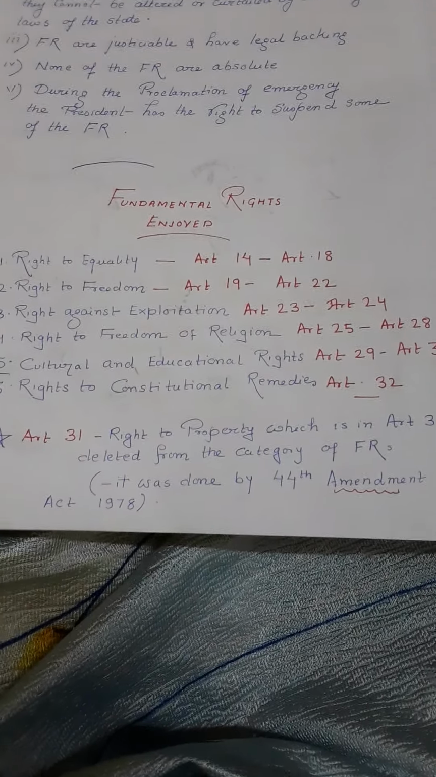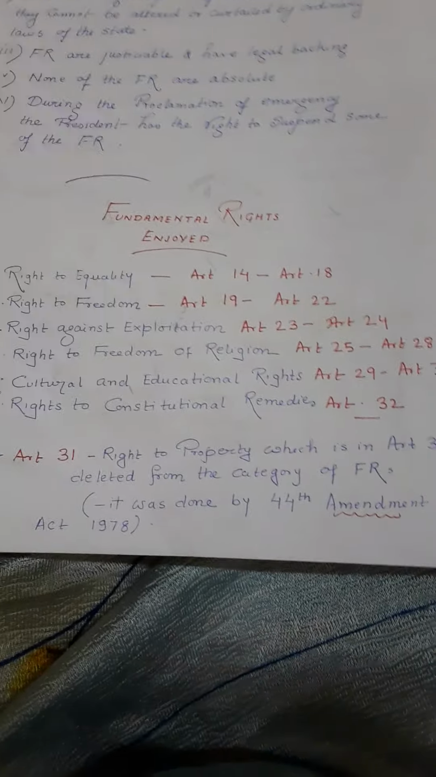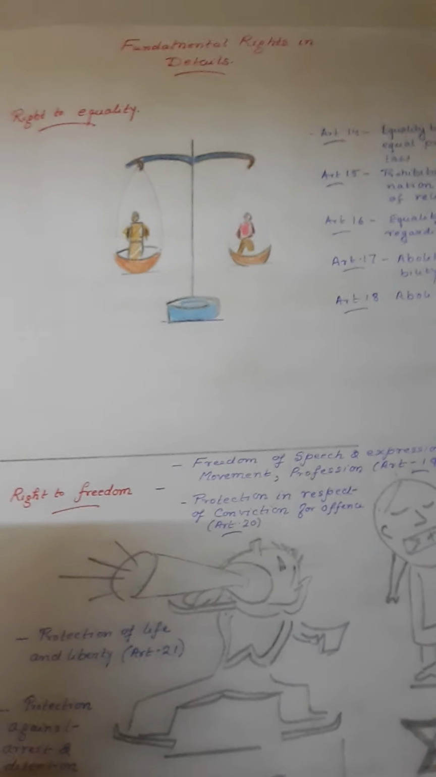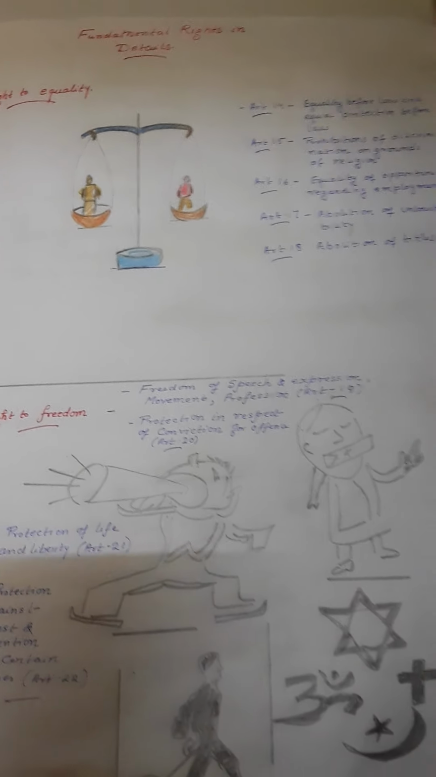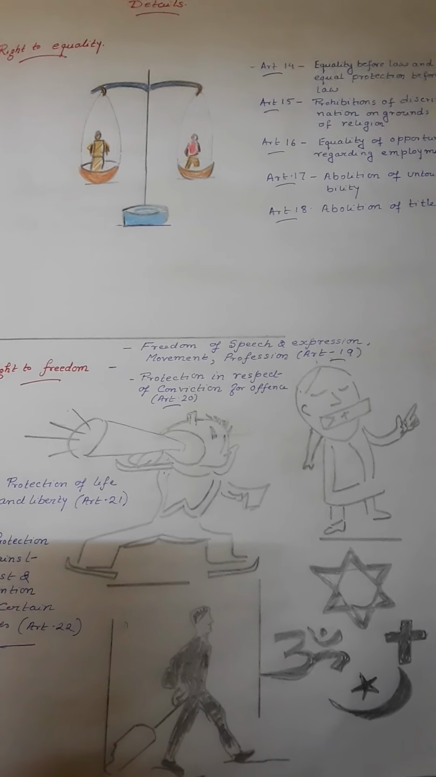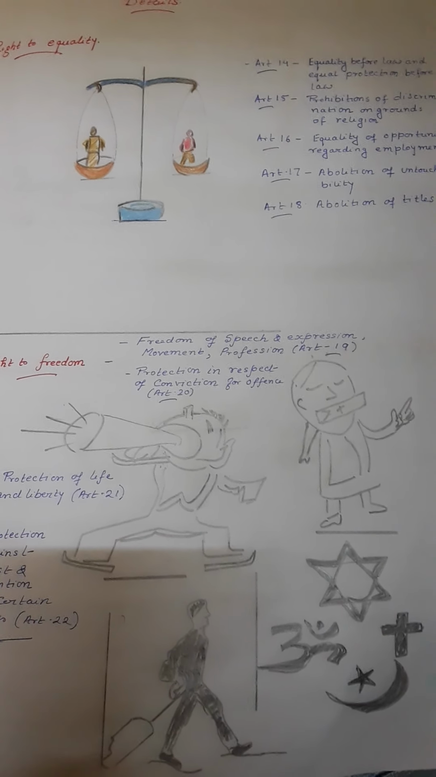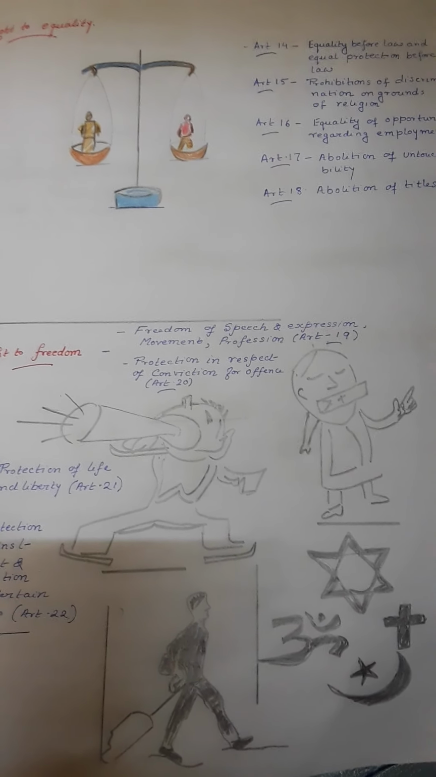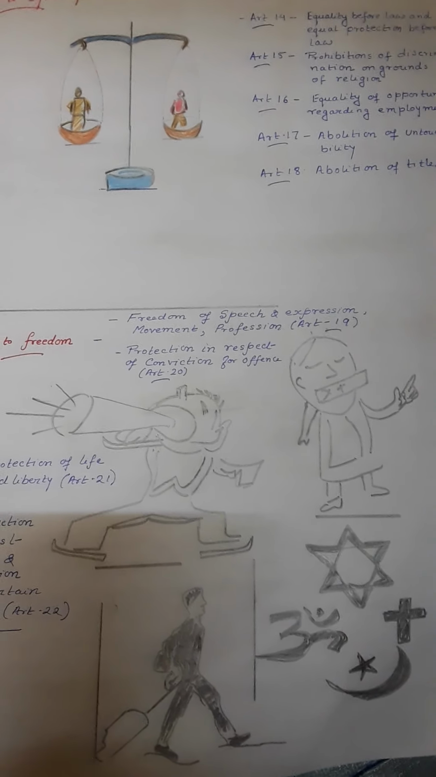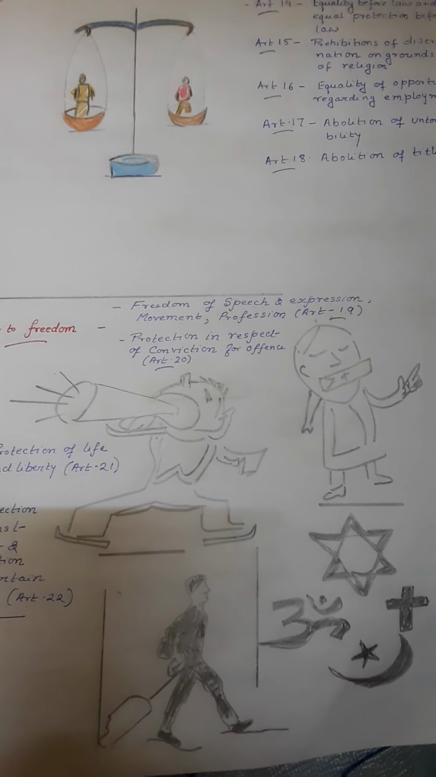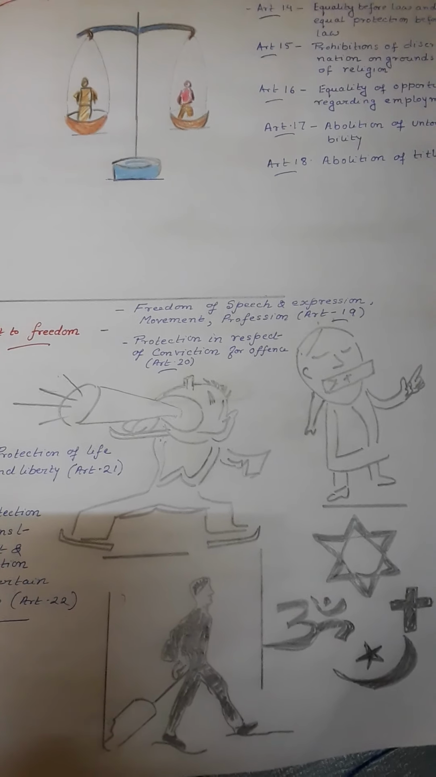Now let me explain topic wise. First one, right to equality. Right to equality includes Article 14 to 18. Now first, Article 14 says equality before law and equal protection of law. That means law will equally protect each and every citizen of the country. Clear? And all will be treated under the same law.